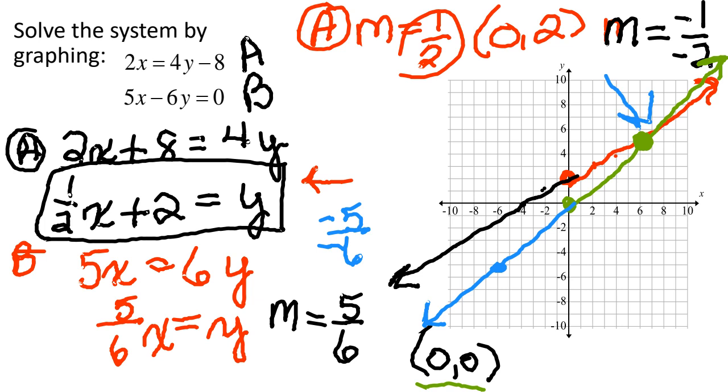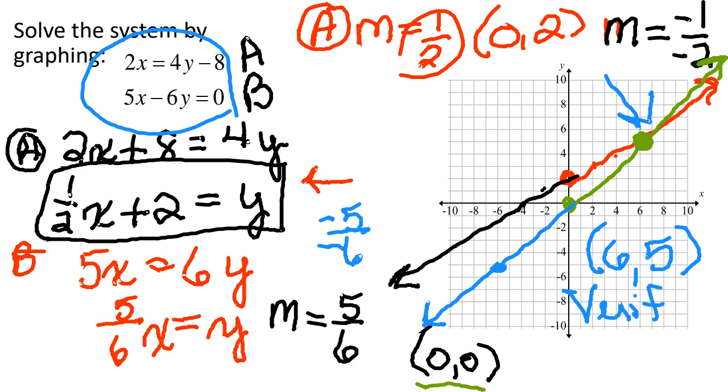But this is my intersection. My intersection or solution is 6, 5. If I can go back up here and put x for 6 and y for 5, I can verify this solution.